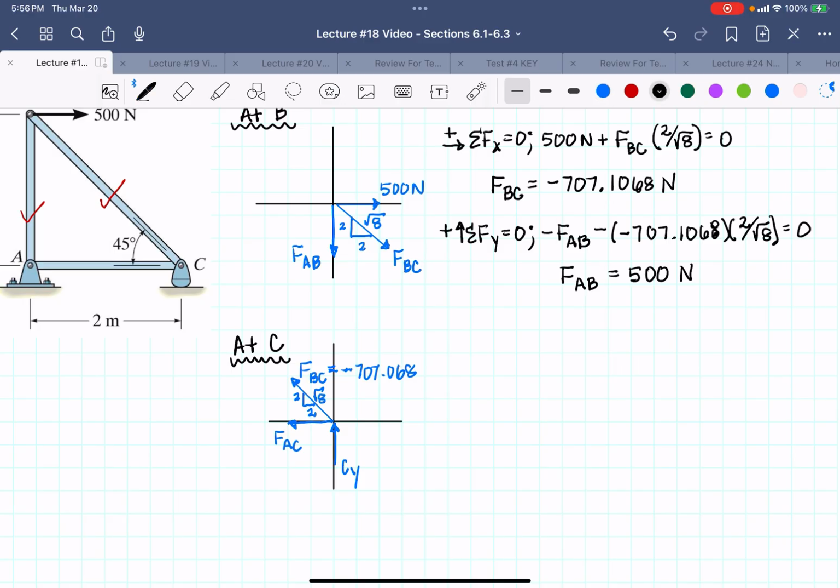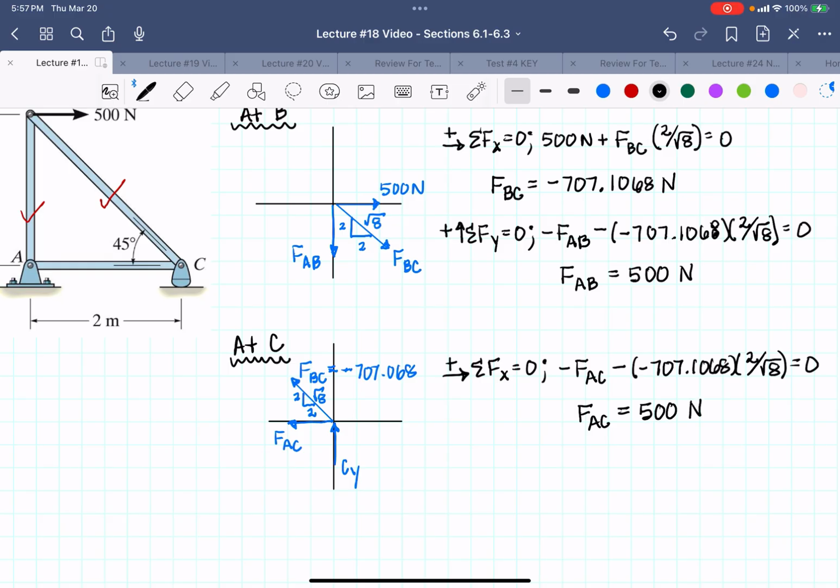So if I sum my forces in the x direction equals 0, I'm going to have negative FAC, and I also have negative FBC, which is negative 707.1068, and its similar triangle is 2 over the square root of 8, and that equals 0. So now I can solve for FAC, which is going to be positive, so it is in tension, and it equals 500 newtons.